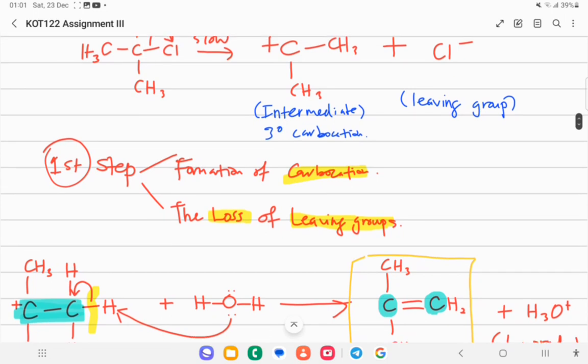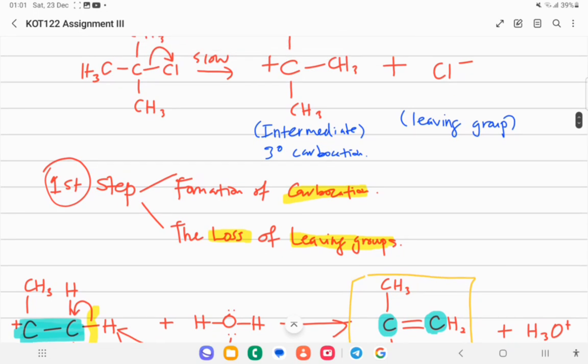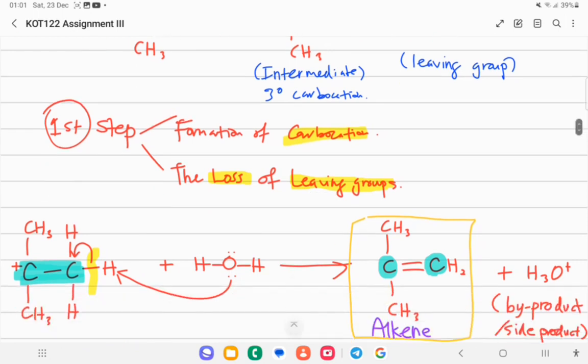Before we move to the second step, you also need to know what happened in the first step. In the first step, two things happen: firstly the formation of the carbocation, and secondly the loss of the leaving group, in this case our chlorine atom, Cl. So we proceed with the second step.